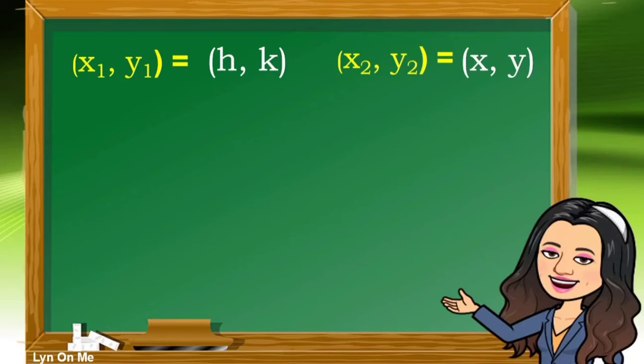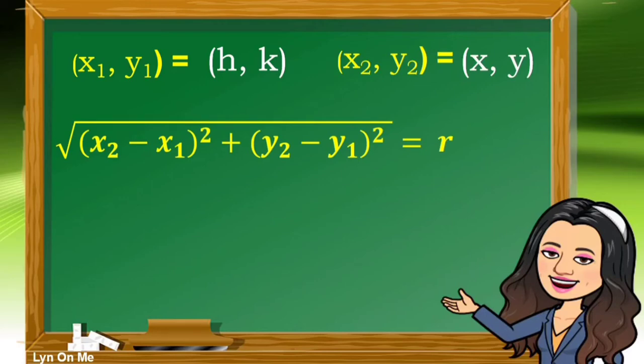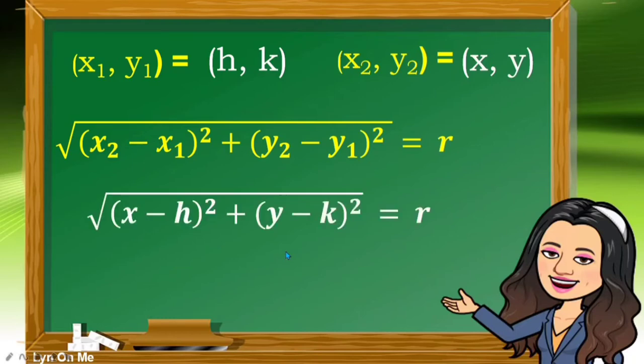The distance between these 2 points again is defined by the equation the square root of the square of the quantity x sub 2 minus x sub 1 plus the square of the quantity y sub 2 minus y sub 1, which is equal to the length of the radius. Substituting the values for x sub 2, x sub 1, y sub 2, y sub 1 from our given 2 points, that is equal to the square root of the square of the quantity x minus h plus the square of the quantity y minus k is equal to r.